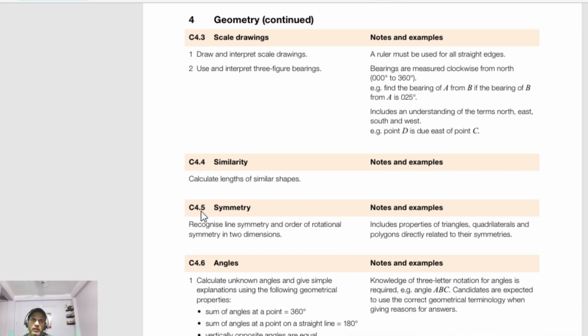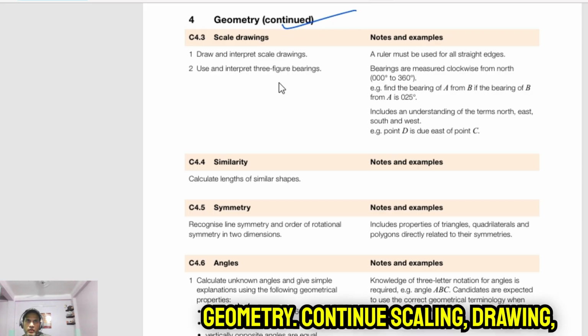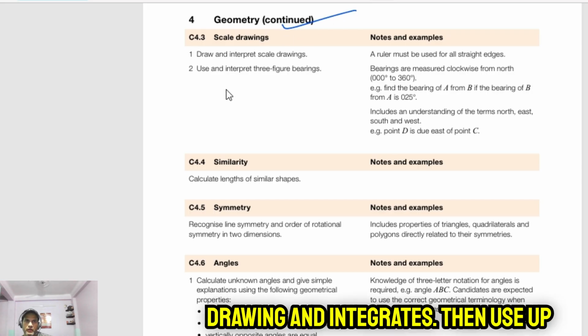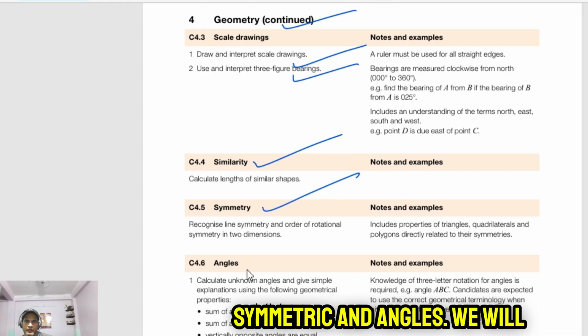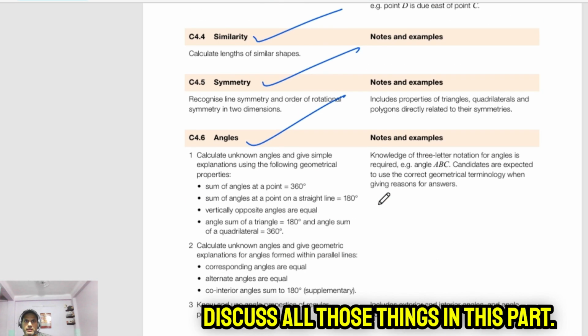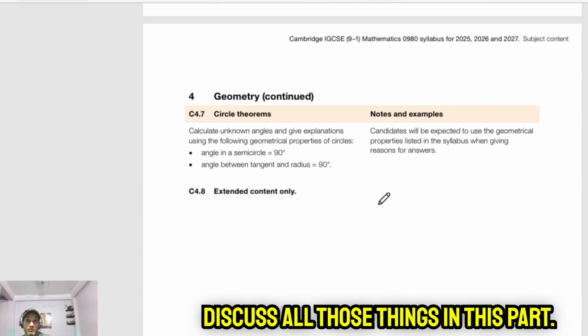Then geometry continues: scaling, drawing and interpreting. Then use of similarity, symmetry, and angles in figures. We will discuss all those things in this part.